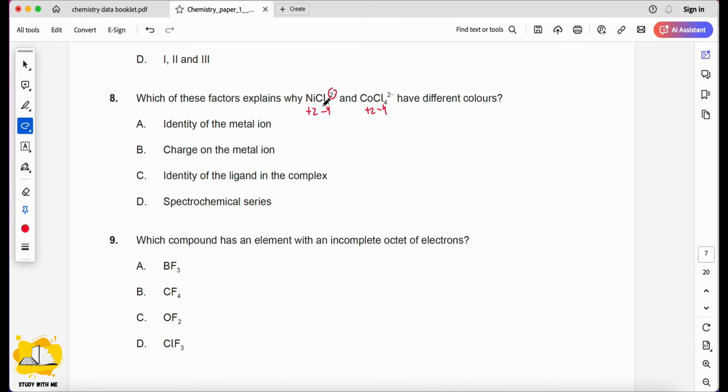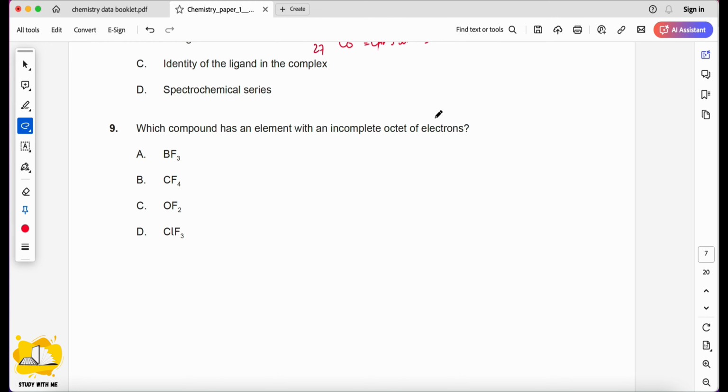And for the electron configuration, Ni with number 28 will be Ar 3d8 4s2, and for Co that would be 27, Ar 3d7 4s2. So different electronic configuration will have different absorption spectra, so the identity of the metal ion itself is different because it will give different color.